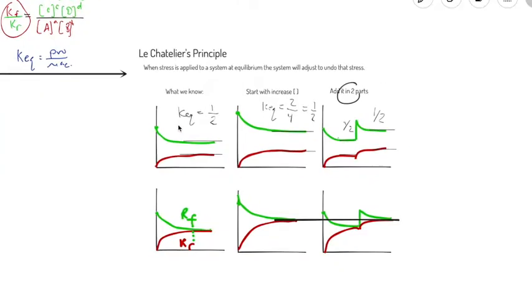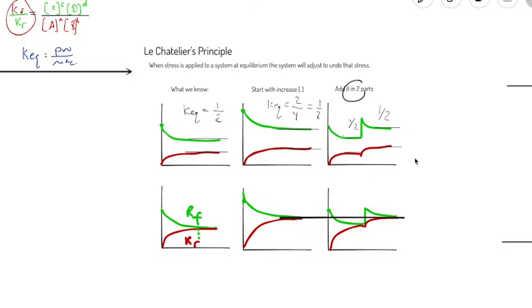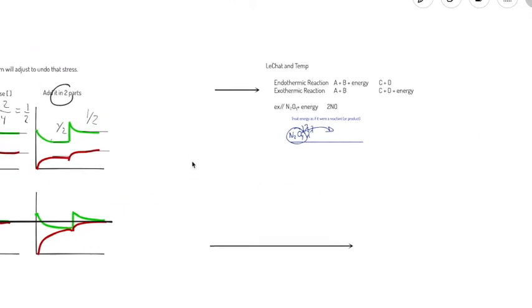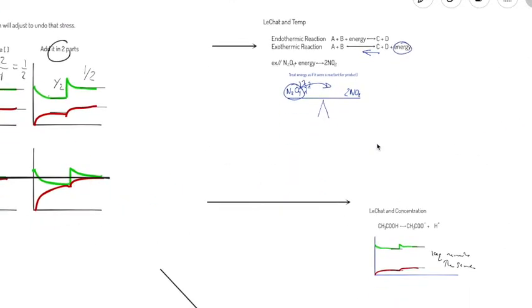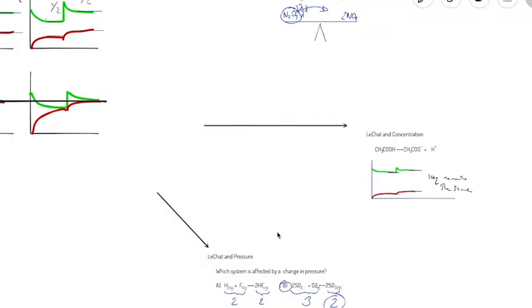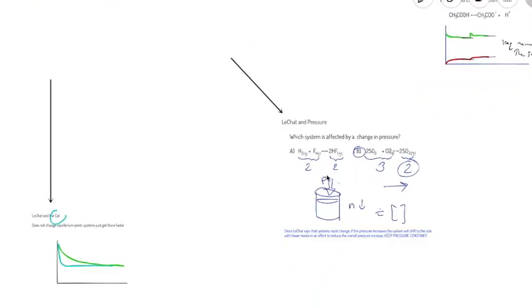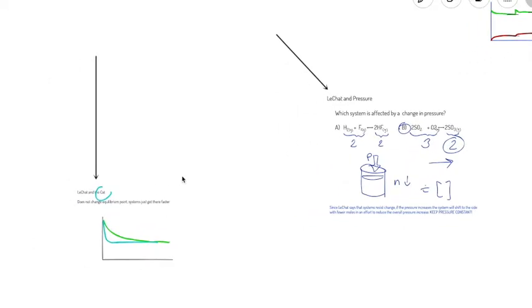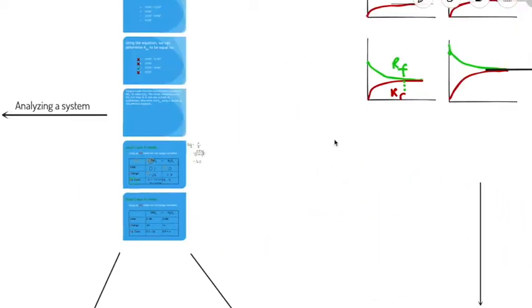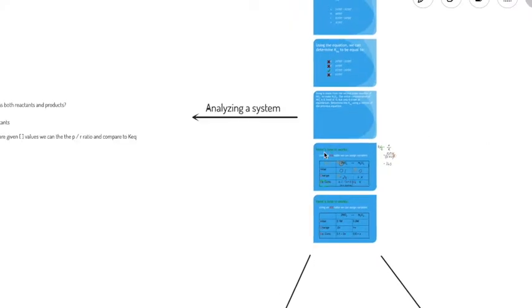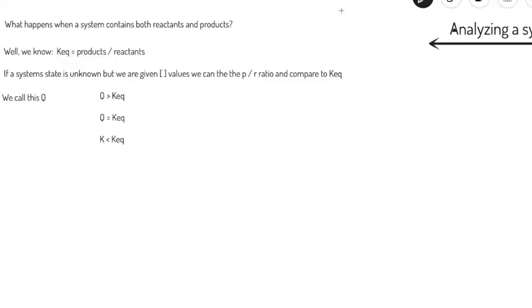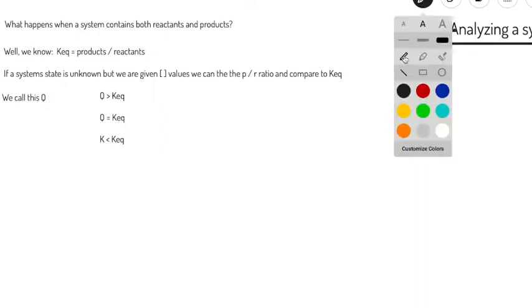We looked at Le Chatelier's principle, what we know about how concentration changes with time, and then the role of temperature, Le Chatelier and concentration again, the role of pressure, how the system will shift to the side with fewer moles if the pressure is increased, and vice versa if the pressure is decreased, and also the role of a catalyst. What we're looking at today now is branching off to analyzing a system, what happens when a system contains both reactants and products.